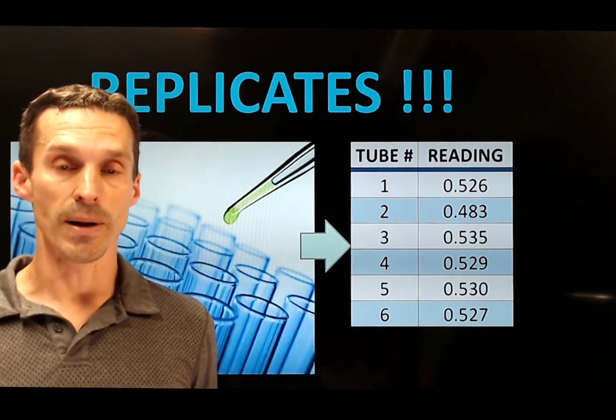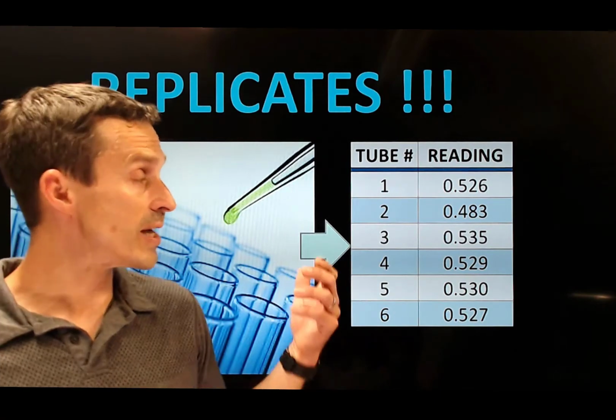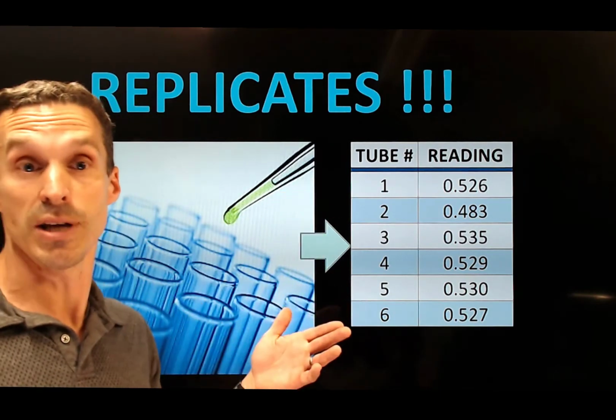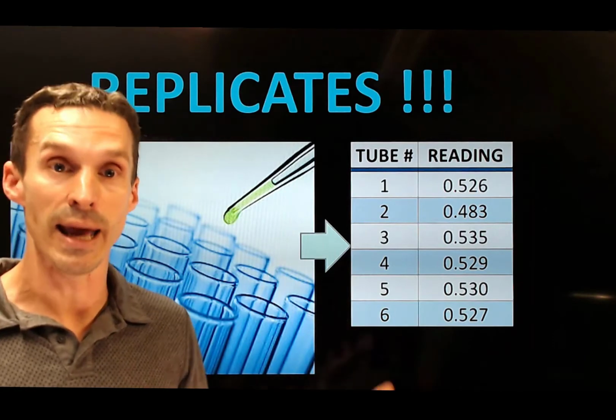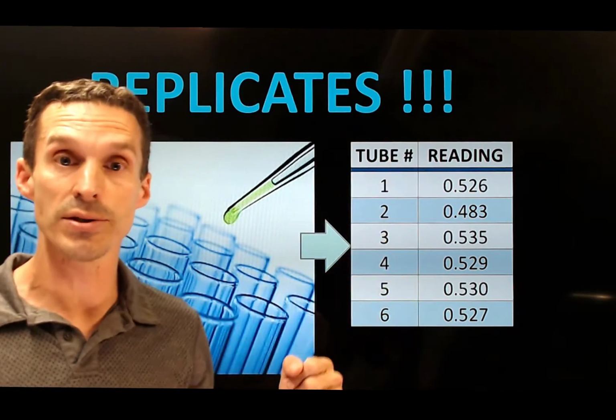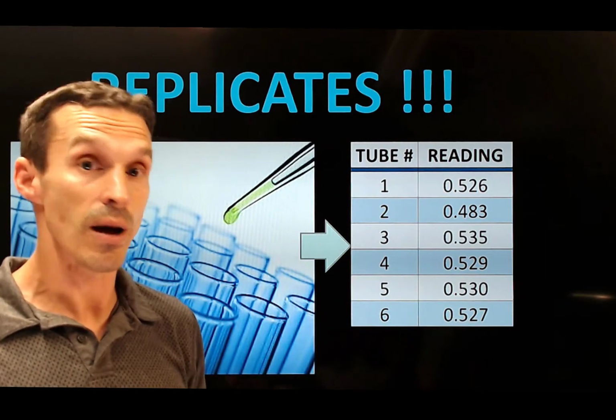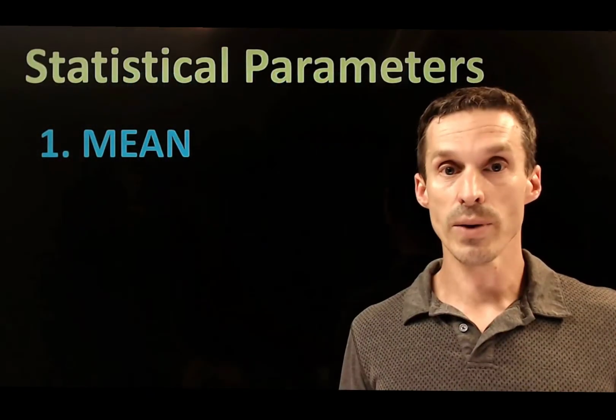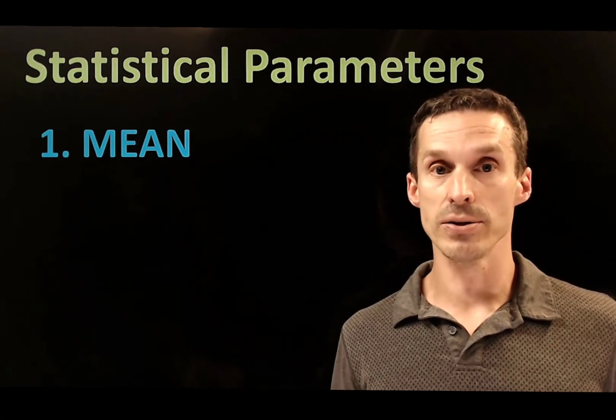Instead, what I want to talk about is replicates. If we take a bunch of replicates of the same sample, so measure it again and again and again, the fact that we're taking multiple readings allows us to work with these numbers to come up with a better answer. Once we have our replicates, there's a couple of simple things you can do with the data.